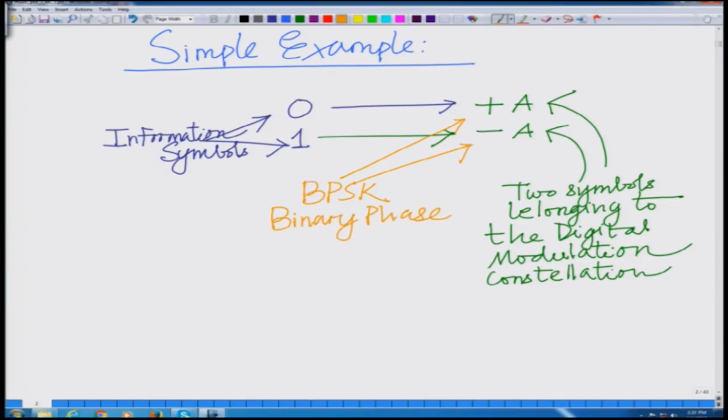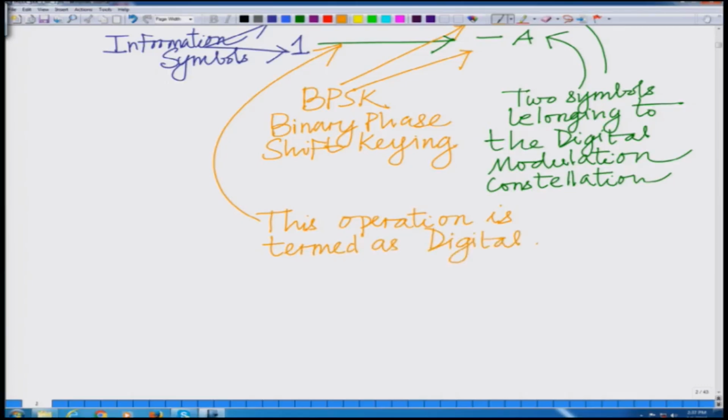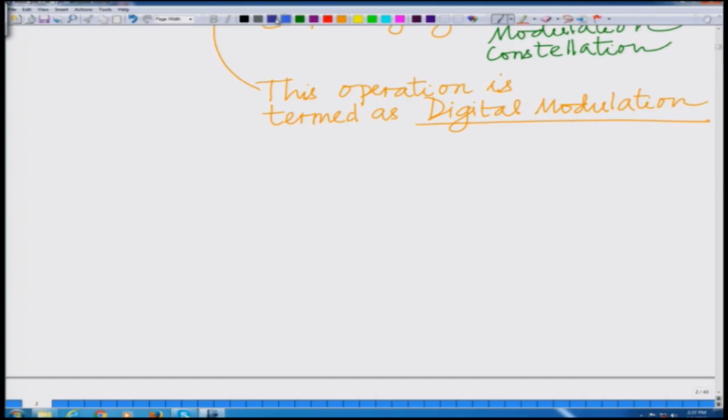that is your binary phase shift keying symbol constellation. Okay. And therefore, this is a mapping. So, we are mapping it to a binary phase shift keying constellation, and this operation is nothing but a modulation. This operation is termed as digital modulation. Although conventionally we can simply call it modulation, more specifically this is digital modulation, where you are mapping the information bits, binary information bits, to symbols belonging to a digital constellation.